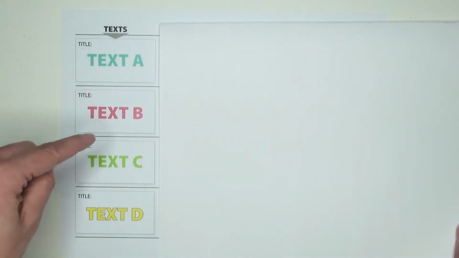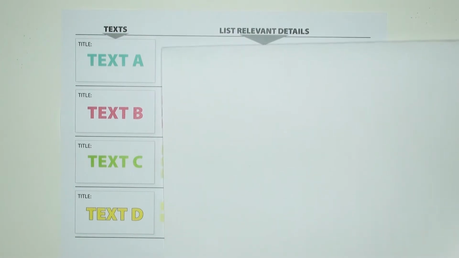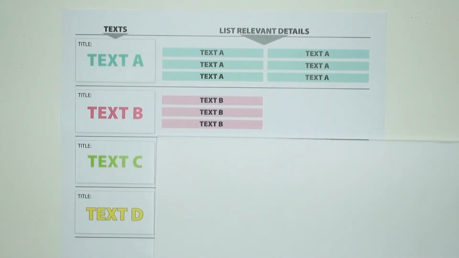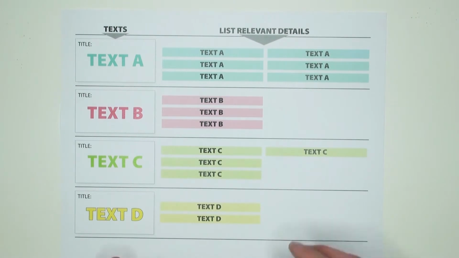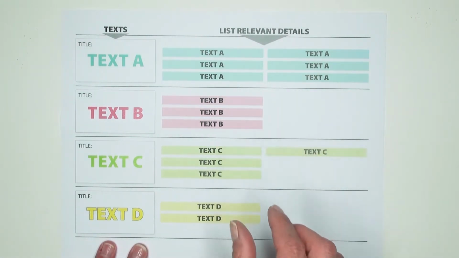They use the left side of a graphic organizer to simply list each text title. And as they're collecting relevant details for whatever the question is, they're making note from each text of what those evidences might be. Then, when writing the first draft, we just need to make sure that students are using some of the details from each of these texts.